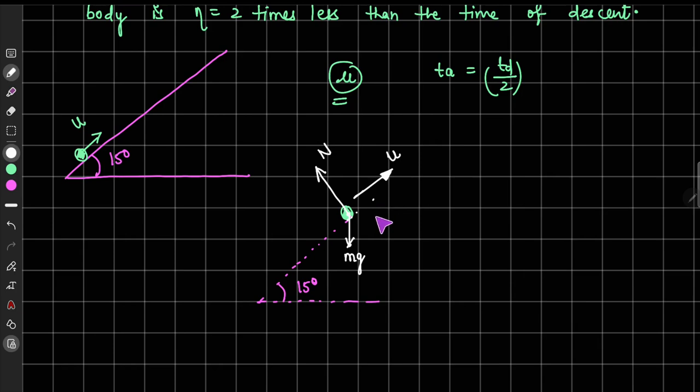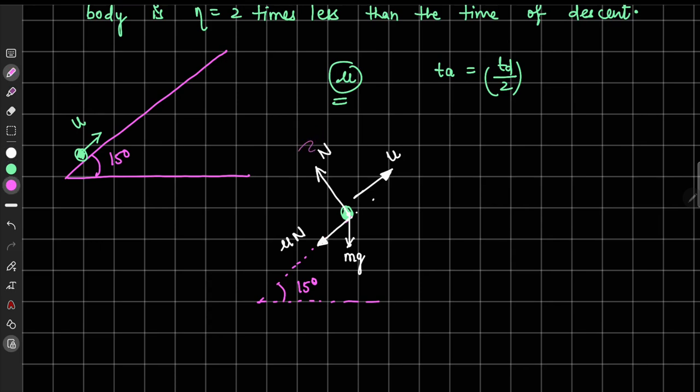We know that friction acts in the opposite direction of the relative velocity. With respect to the ground, the relative velocity and the absolute velocity are the same. So that's why we will have the friction in the opposite direction of this velocity, and we can write it as mu times N, where mu is the coefficient of friction.